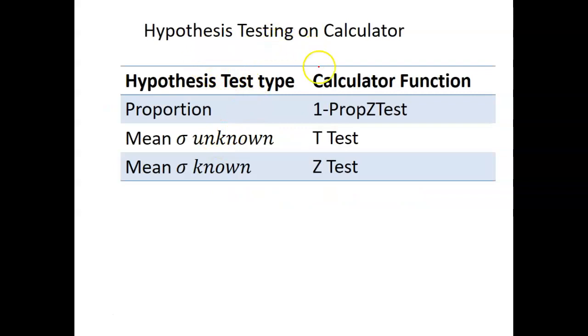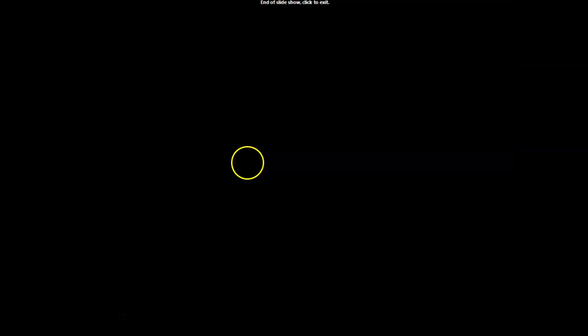So on the calculator, you can choose to do either your one proportion z-test for proportions, a t-test when sigma is unknown, or a z-test when sigma is known. Okay, that concludes hypothesis testing about the mean. So next class, we're going to look at hypothesis testing for variance and standard deviation, and then that will conclude our work with hypothesis testing.